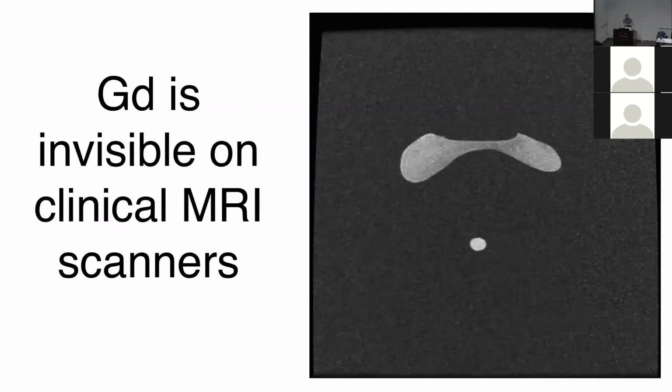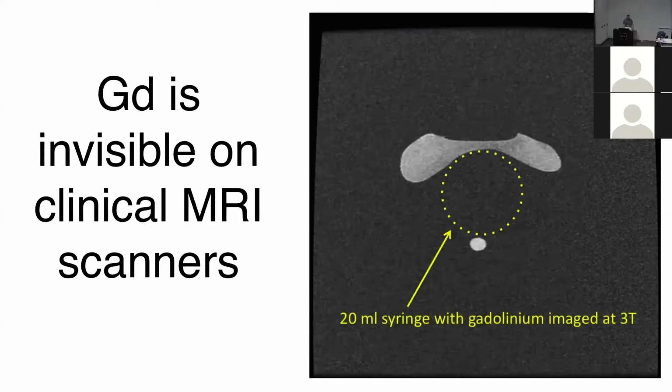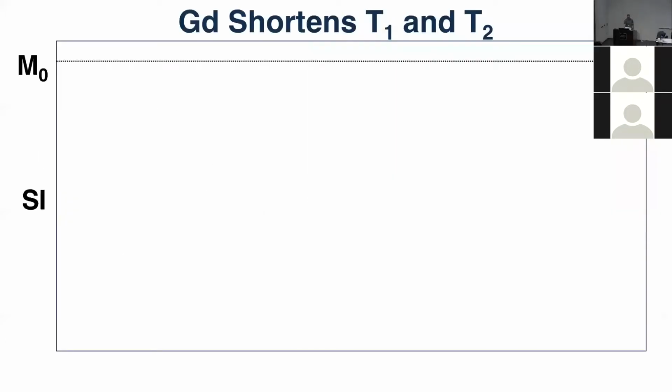The first thing I want to emphasize is that gadolinium is invisible on clinical MRI scanners. So shown here is a saline bag, and shown here is a little test tube, and there is a bottle of gadolinium in this image. Can anyone see the bottle of gadolinium? Well, it's right here. So there was a 20 ml syringe filled with gadolinium, and notice that you cannot see it at all. So gadolinium, pure gadolinium, is completely invisible on MRI.